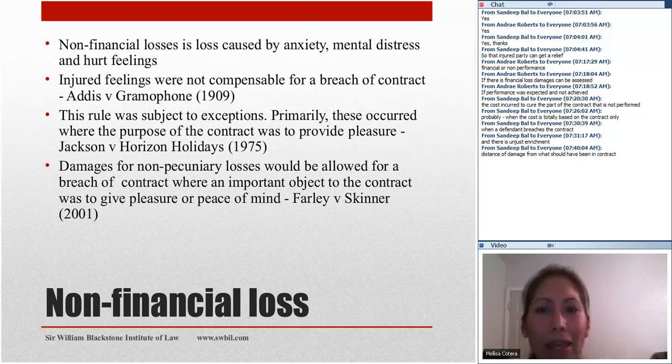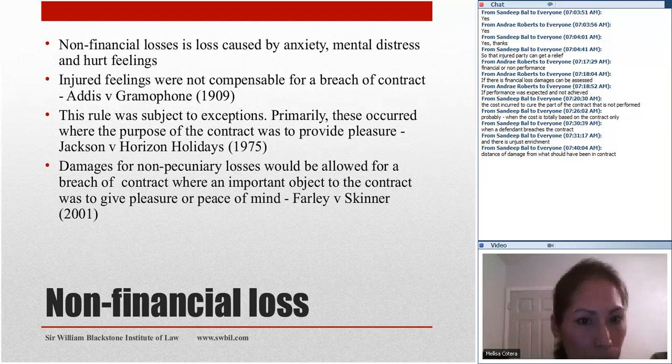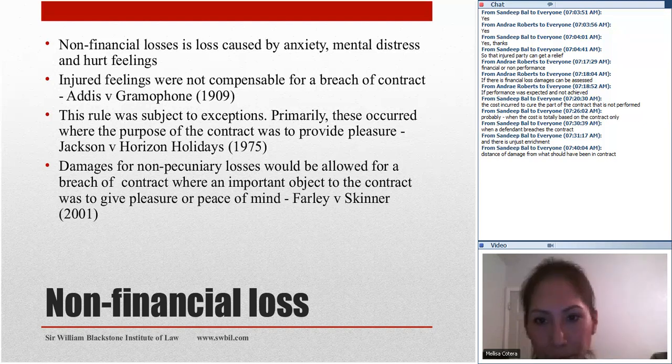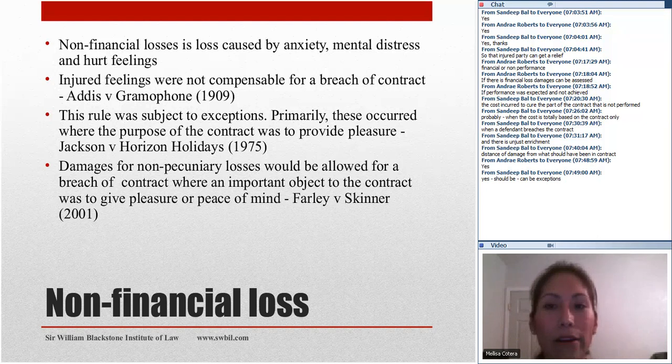Non-financial loss. Do you think that non-financial losses are recoverable? Yes. There are some exceptions. A non-financial loss is loss caused by anxiety, mental distress, and hurt feelings. At first, injured feelings were not compensable for a breach of contract.